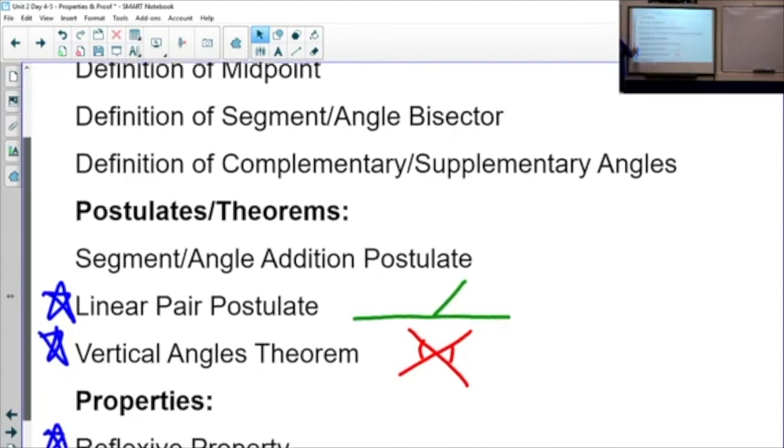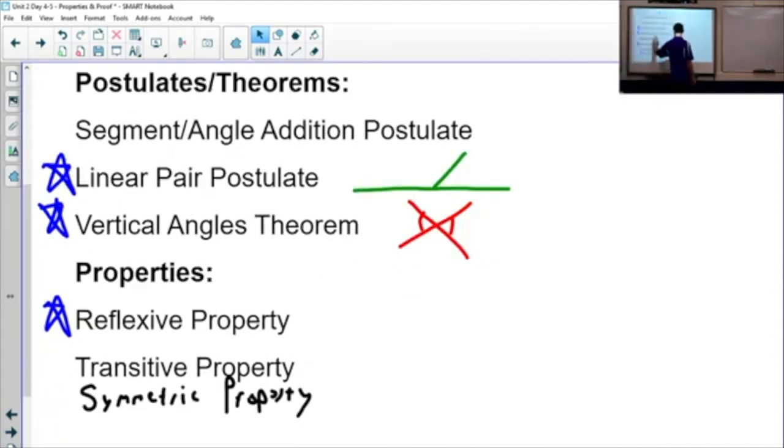We have segment and angle addition postulate. Looking down, again, the ones with the stars are the most important ones. So we have pieces adding up to the whole. That's the addition postulates. But then we have the linear pair postulate and the vertical angles theorem. And we're going to look at a lot of different diagrams that have vertical angles and linear pairs. And we're going to need to know that, hey, these are vertical angles, so they have to be congruent. These are linear pairs, so they have to be supplementary. And then the properties that we talked about here, the reflexive property is going to be the most important one.